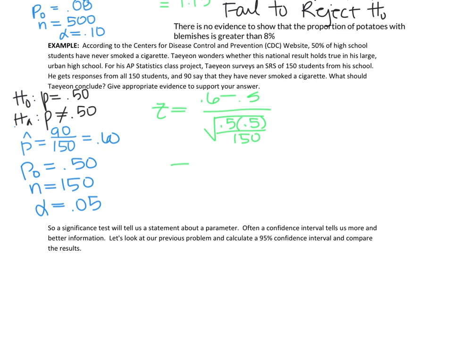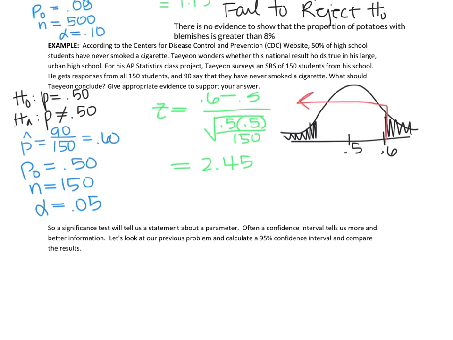And we get 2.45. Okay. So we have 0.5 and we have 0.6. Now in this case, because our alternative does not equal, we have two regions. So when we do our probability, we'll find the probability of being less than 0.6, so using our z-score.